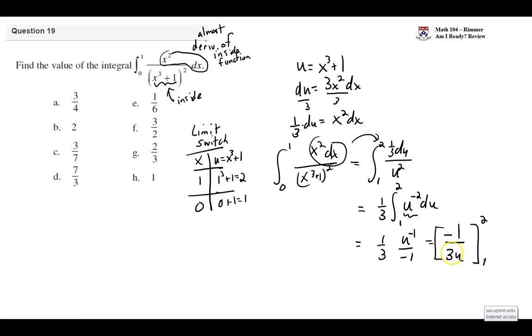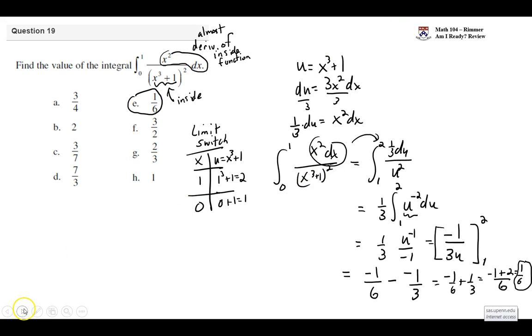And so we want to plug in a 2 and plug in a 1. We'll have -1 over 6 minus a -1 over 3, or -1/6 plus a third. -1/6 plus 2/6. The answer is 1/6. Okay, that's the total area there with the limit switch.